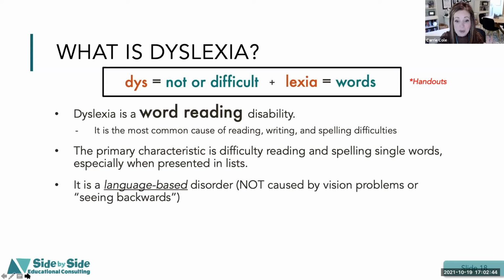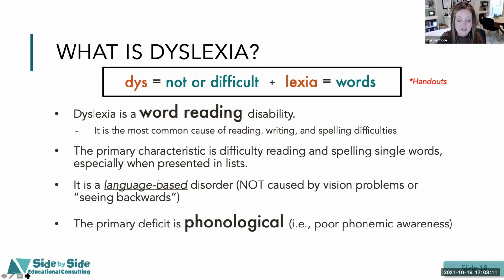It is a language-based disorder. It is not caused by vision problems or seeing backwards. So this is something that's misinformation out there. Can it show up with some letter reversals? It can, but that's because of their phonological deficits. It's not because of what they're seeing. It's not a vision issue at all. It's very much a language-based disorder.